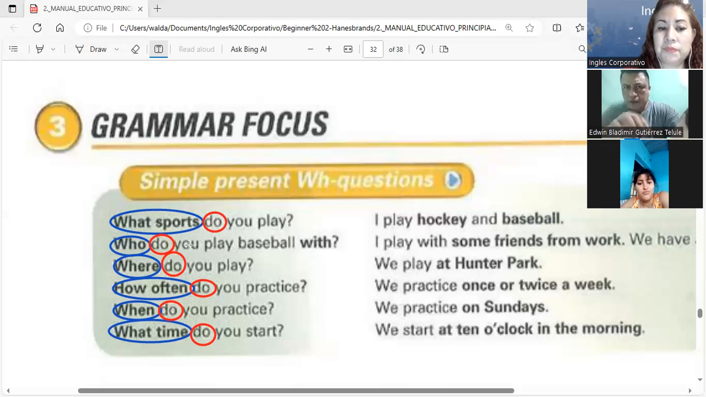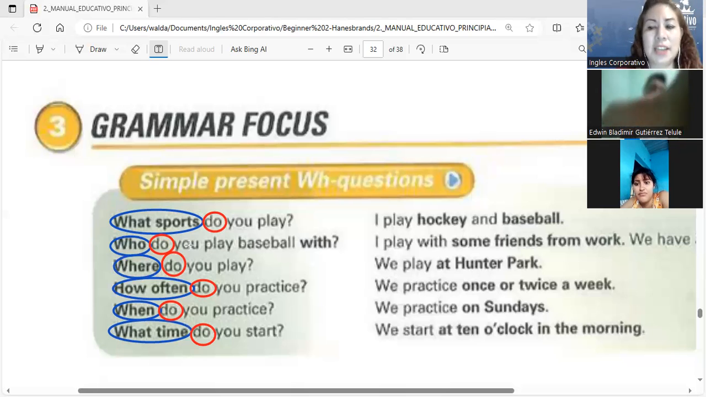Is the auxiliary always do? No, not necessarily. It could be do or does. With he, she, it, we would say does. Okay, does. Do you understand?